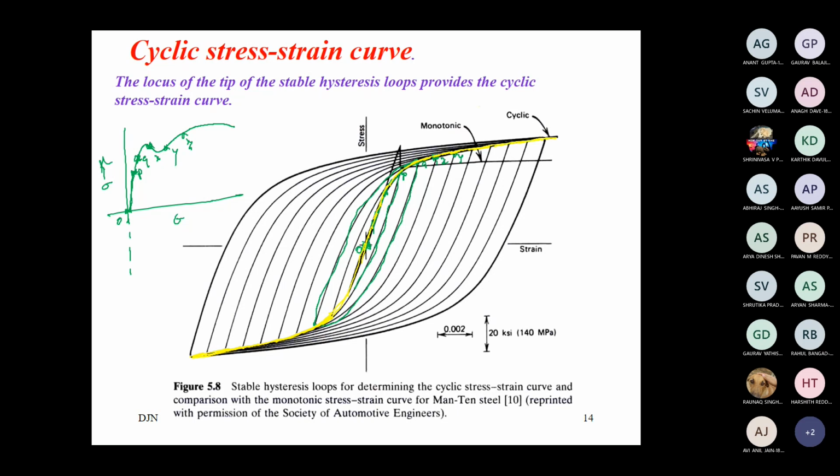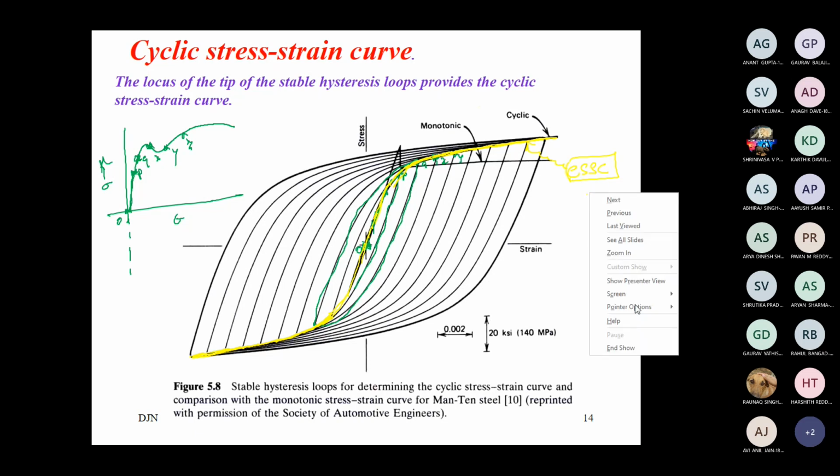What I have marked with the yellow color line, this yellow color curve is the CSSC, cyclic stress strain curve. Okay, not the hysteresis loop, CSSC. And you can see in this diagram we are showing both.